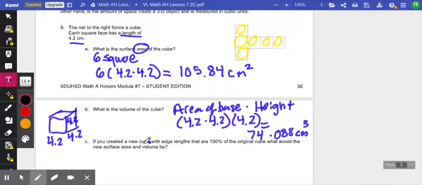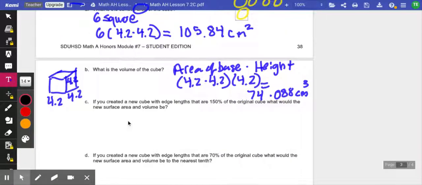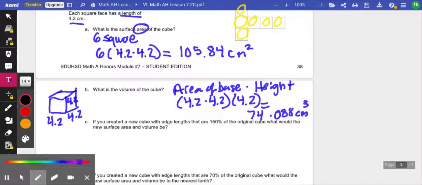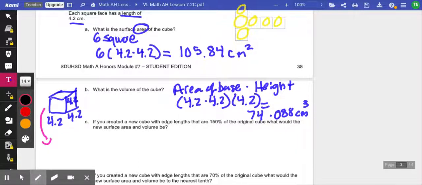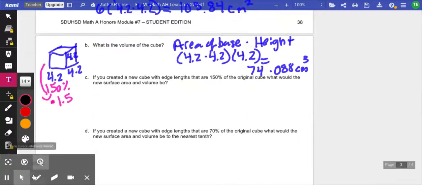If you created a new cube with edges that are 150% of the original cube, what would the new surface area and volume be? Okay, so here I am taking my shape that I had there, and I'm increasing it by 150%. That means I'm multiplying it by 1.5 because 150% in decimal form is 1.5. So I'm multiplying each side by 1.5.